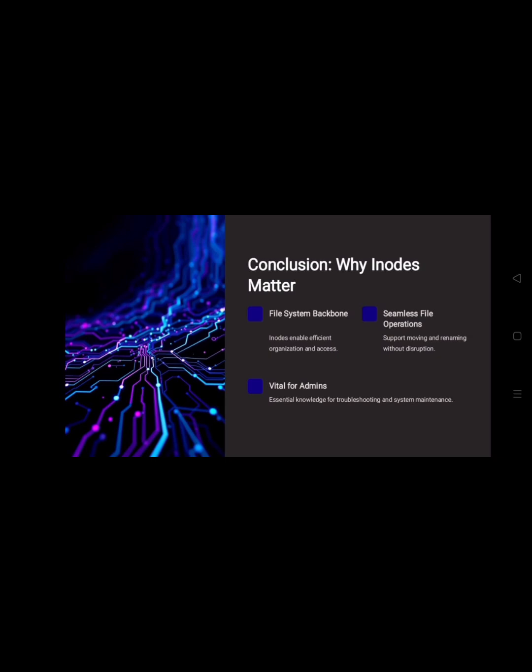An inode is a fundamental building block of the Unix file system. It stores metadata of a file, not its name or content. Each file has a unique inode number used internally by the system. Tools like ls -i, stat, and df -i help inspect inode information.